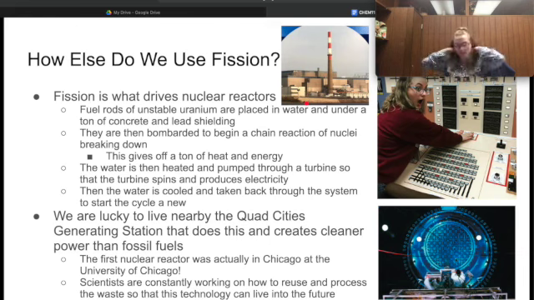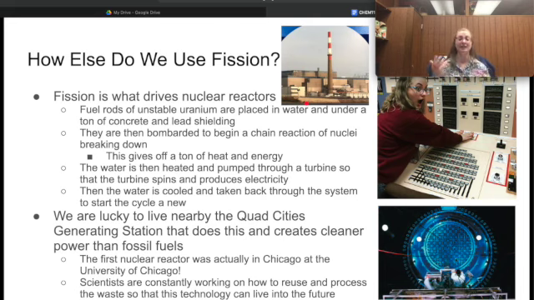So it's a pretty cool situation, and I feel very lucky to have had this internship, and I hope that you guys feel lucky that we live close to a cleaner form of energy than fossil fuels, and we get a lot of our power from the Quad Cities generating station.